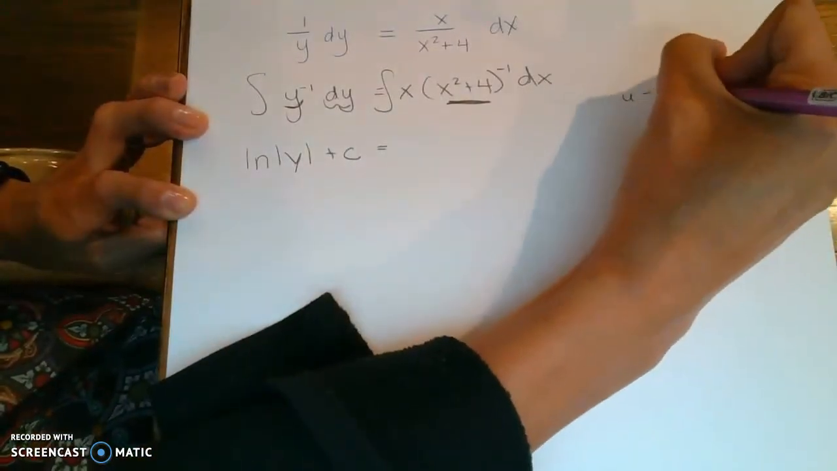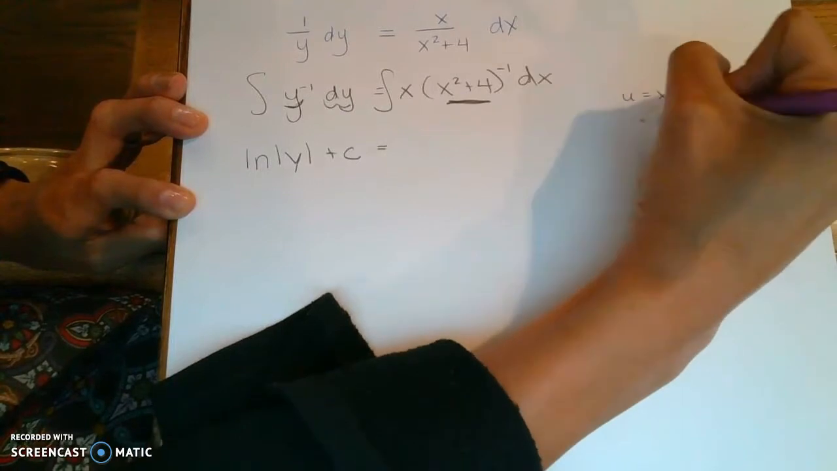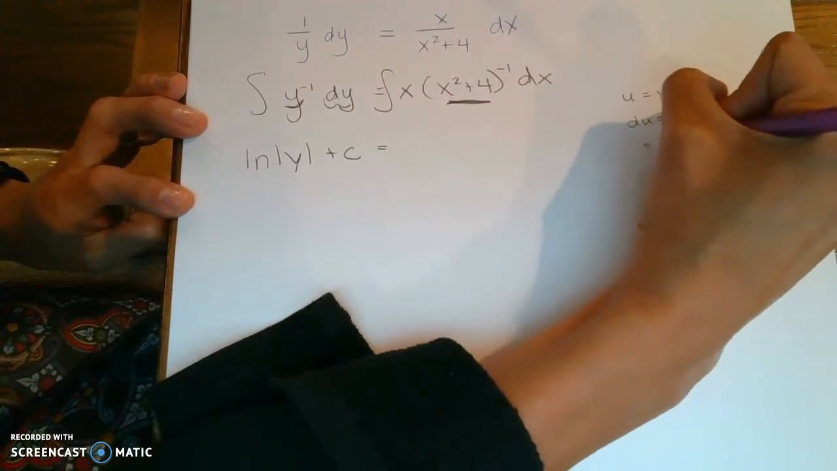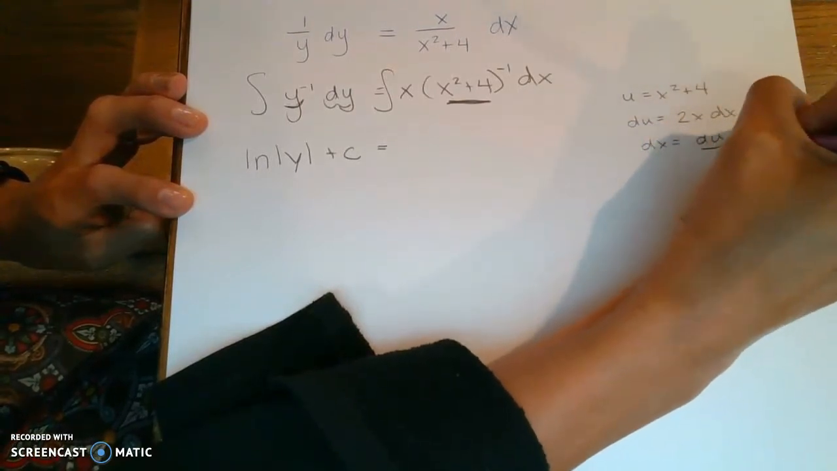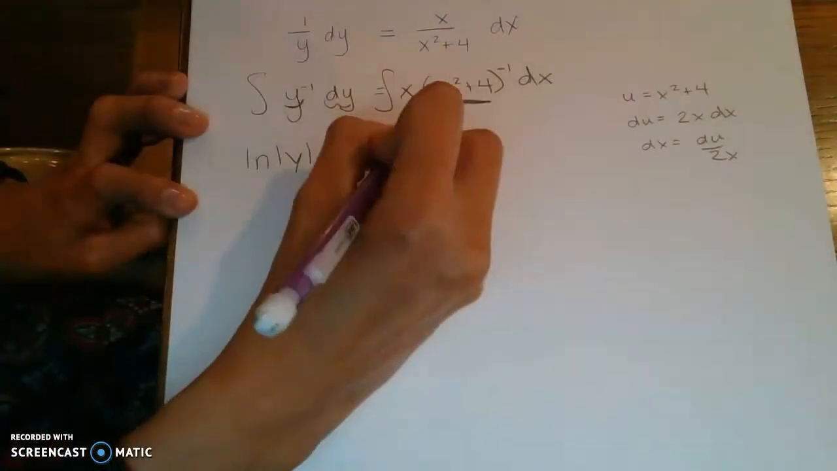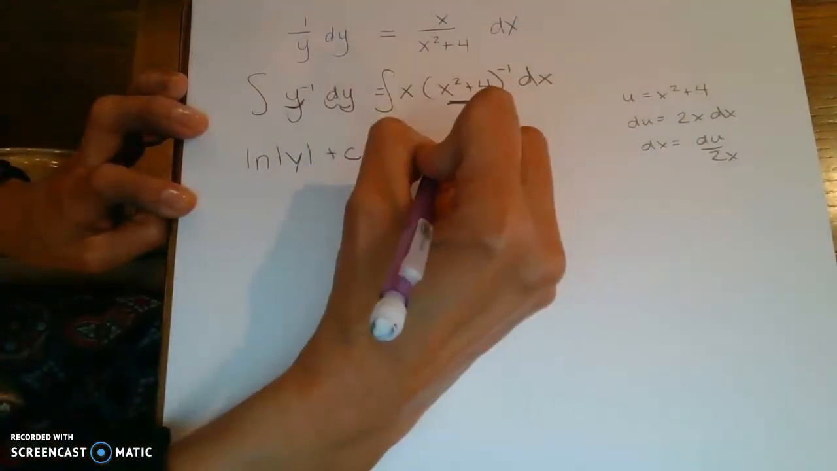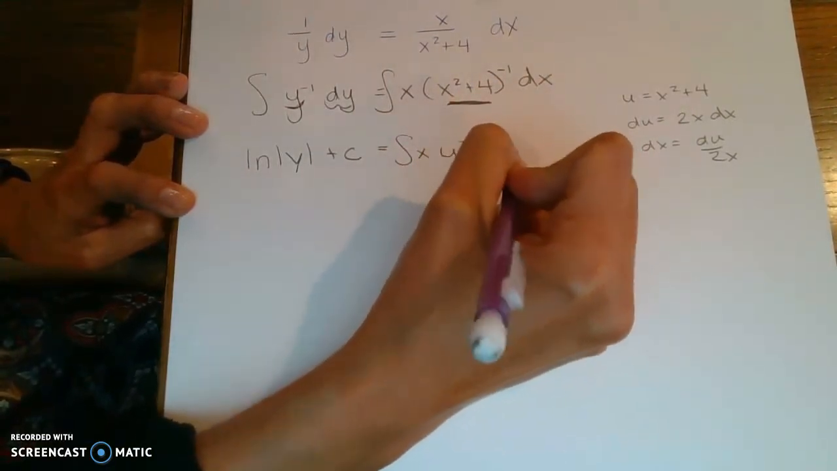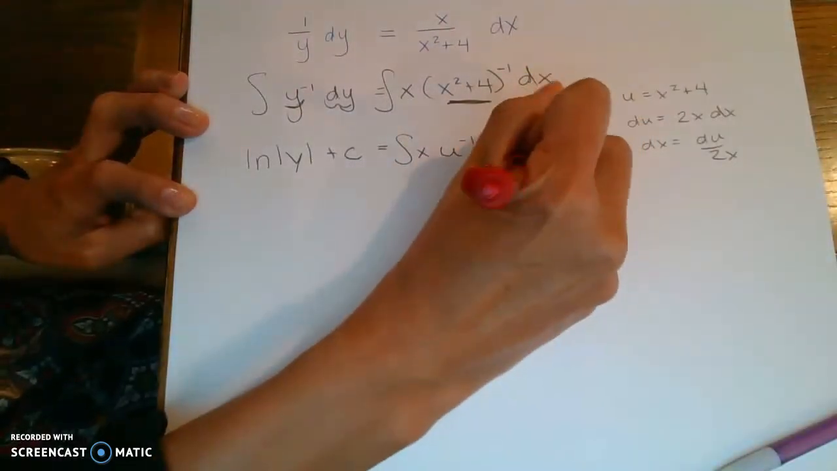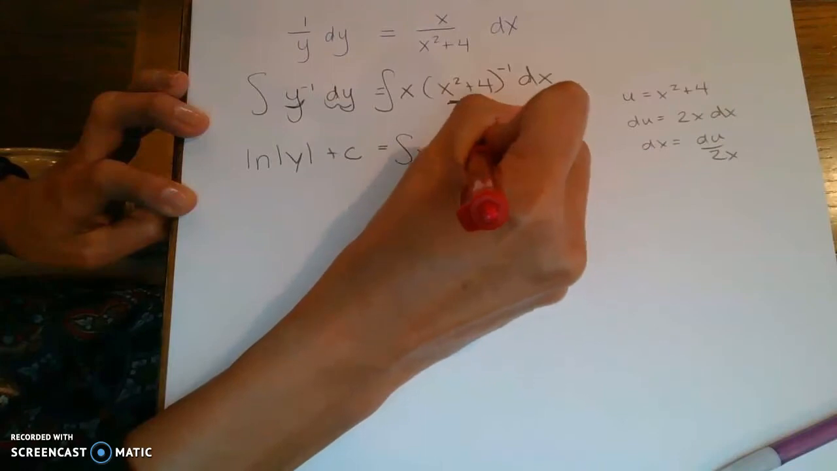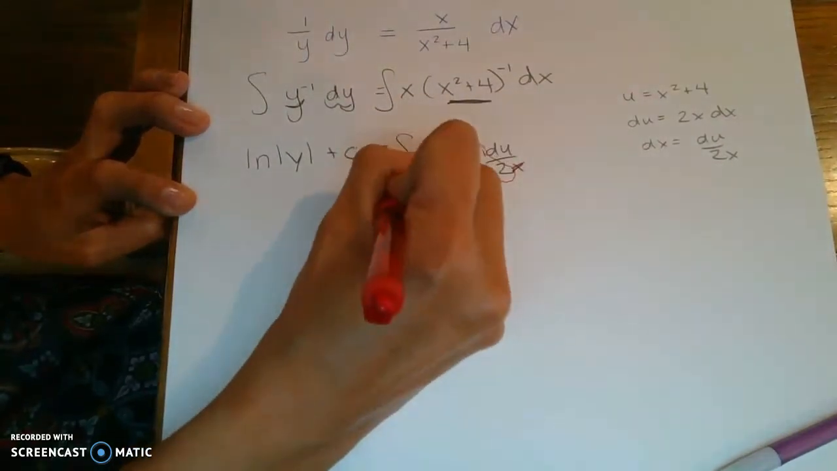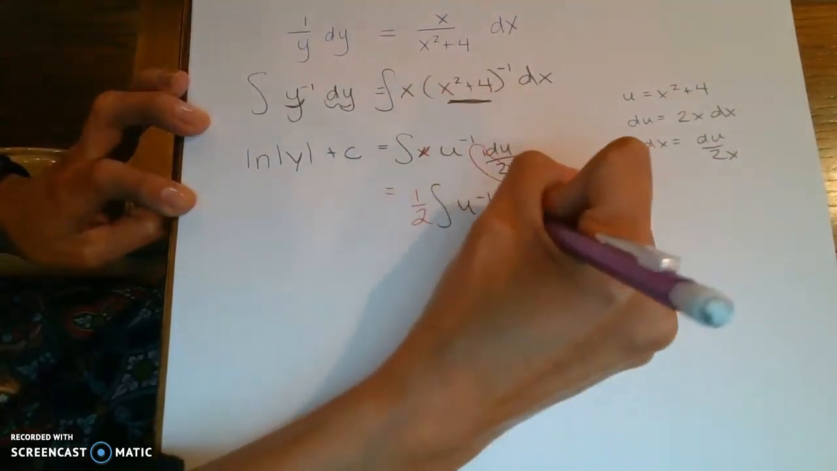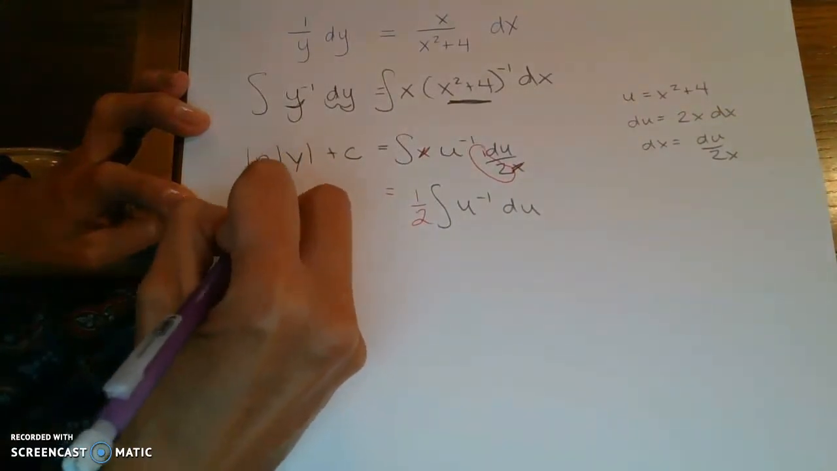So off to the side, u is equal to x squared plus 4. If I have a u up, I need a du, and that becomes 2x dx. We solve for the dx, and dx is equal to du divided by 2x. So we sub in. The x stays. This turns into u to the negative 1. dx is du over 2x, and I see that my x's cancel. And by the constant multiple rule, I'm going to pull out a 1/2. So on this side, I get 1/2, and I get u to the negative 1 du. And on this side, remember, I'm just bringing this down.